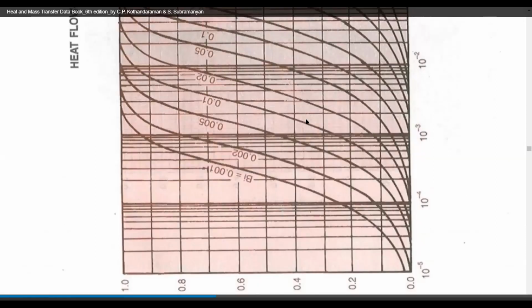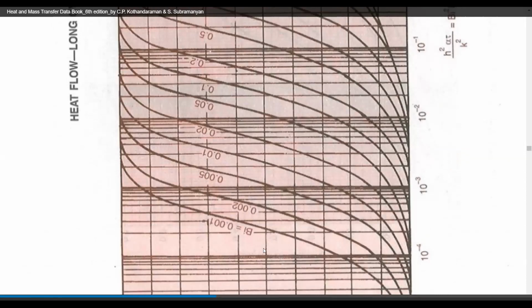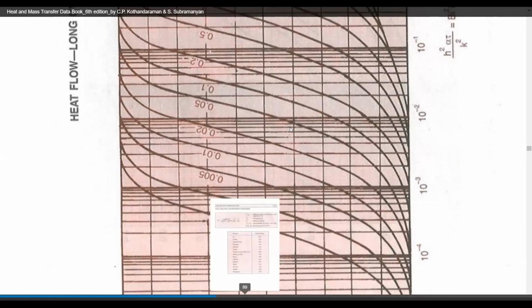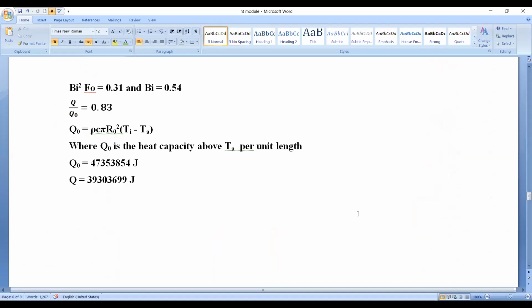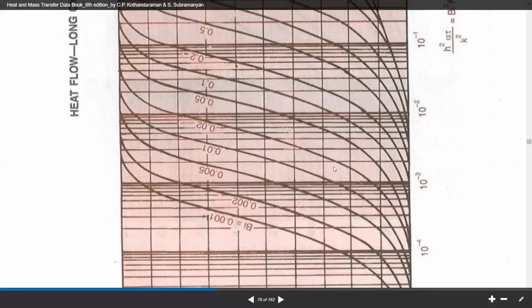Okay. Now let's take the value of Biot number square into Fourier number, and already we know the value of Biot number, that is 0.54. So go to the main sheet. So Biot number square into Fourier number, this is a value on the x-axis. It's supposed to be 0.31. Biot number is 0.54 and this product is 0.31. So check the value in this chart.